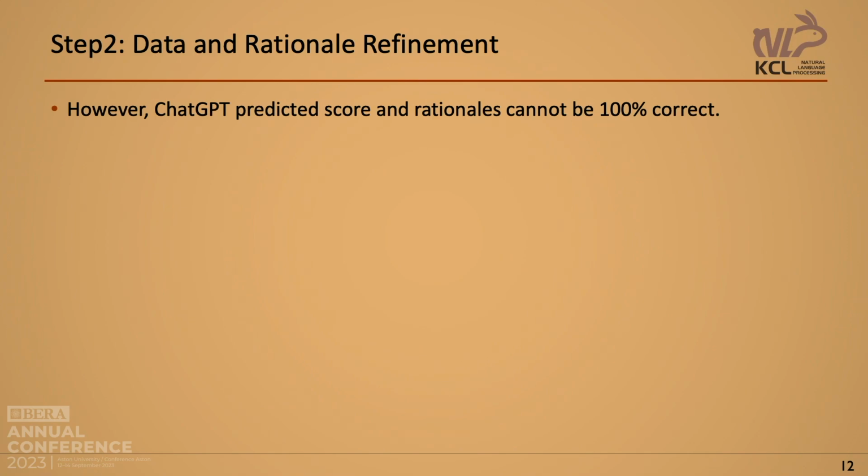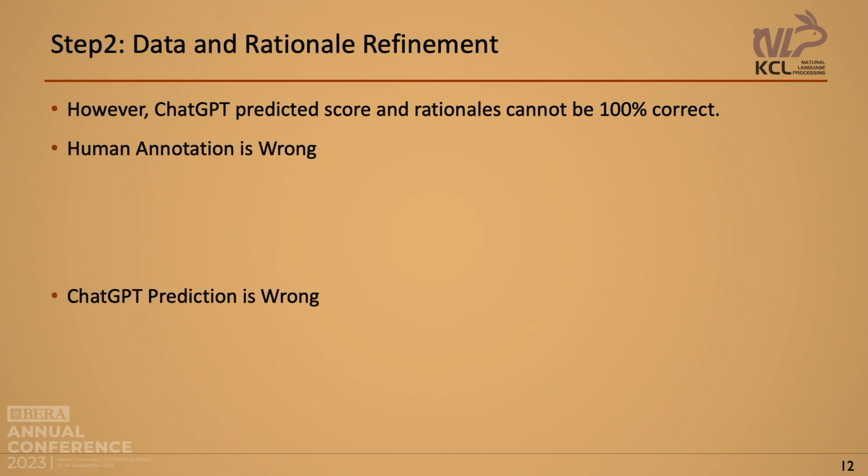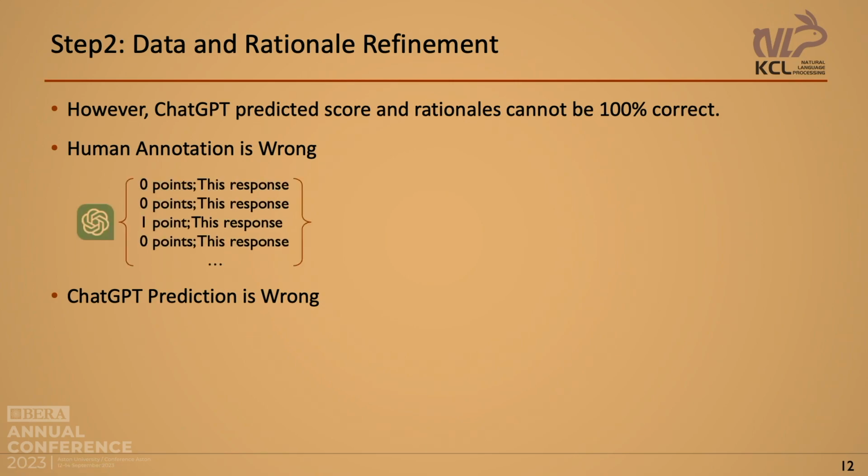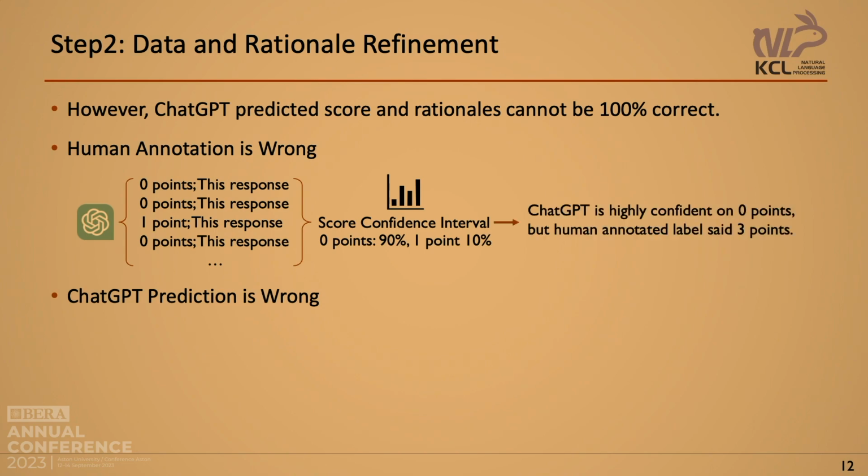However, ChatGPT cannot guarantee the predicted score and the rationales are 100% correct. When the ChatGPT predicted a score that differs from the human annotated score, there could be 2 possible situations. First is the human assessed score could be wrong. In this situation, we adopt a score confidence interval by asking the ChatGPT to provide 10 predictions from the same student answer and group those assessment results with the same assessed score.